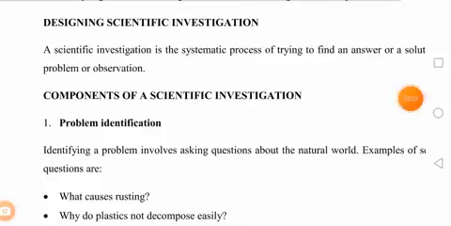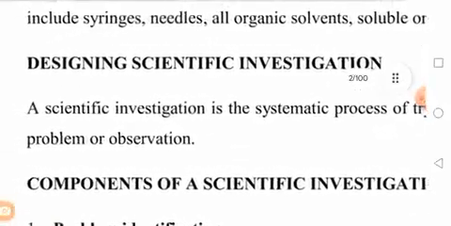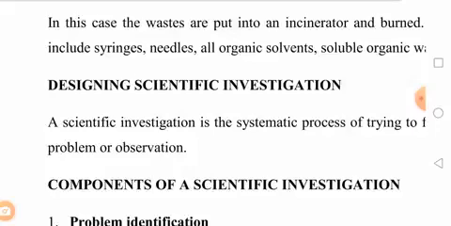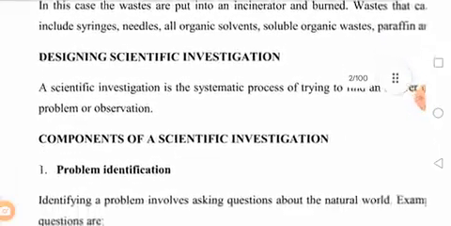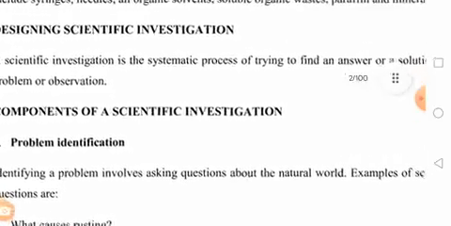Remember, this is chemistry. We have to be looking at experiments, identifying problems, and solving those problems. So we cannot run away from designing scientific investigation. Scientific investigation is a process scientists follow whenever you want to discover or observe something. Whenever you want to carry out an experiment, we follow that. So scientific investigation is a systematic process of trying to find an answer or a solution to a problem.